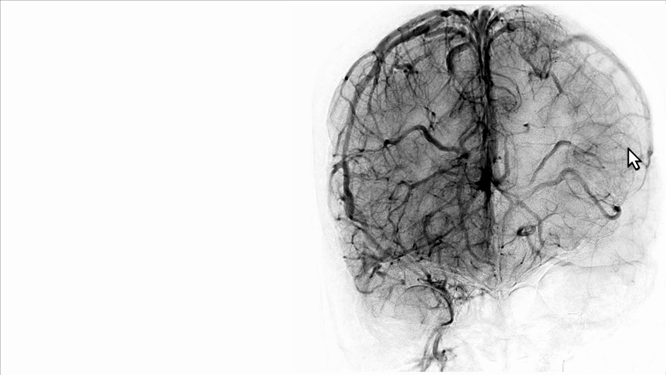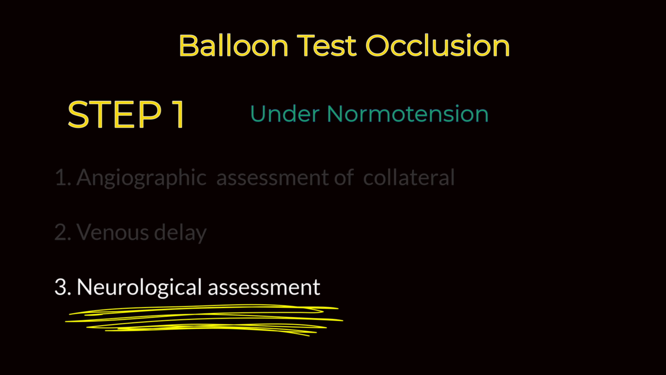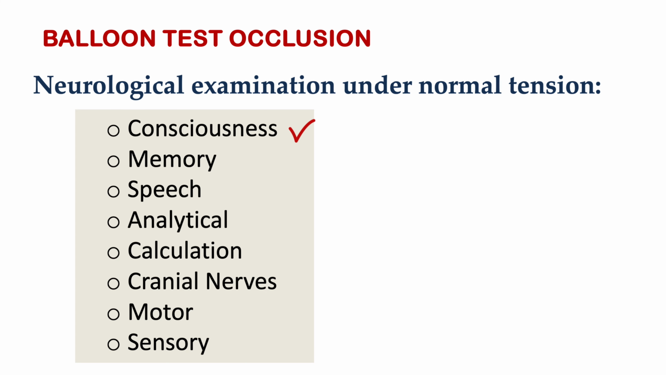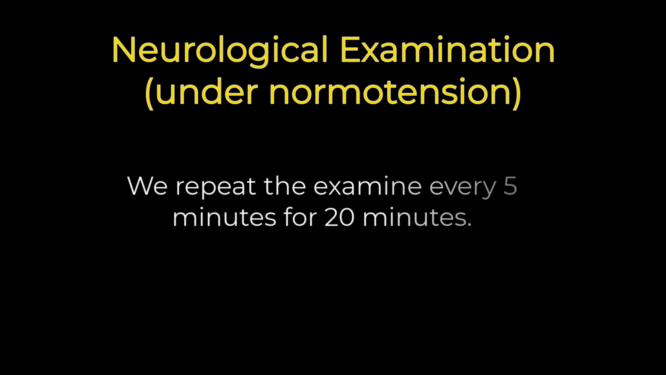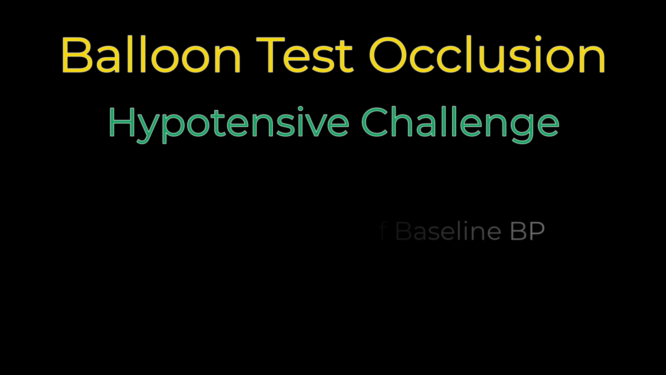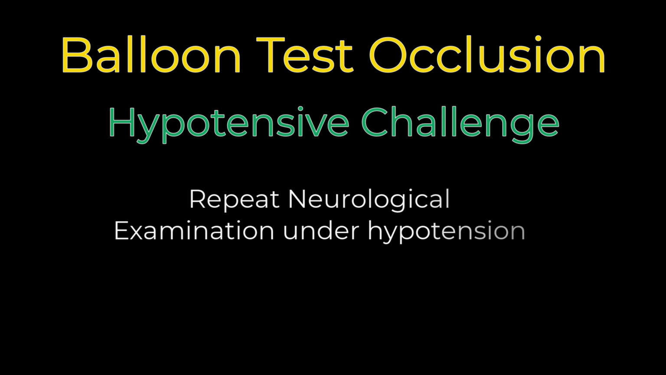After the angiographic evaluation, we perform a neurological examination of the patient while the balloon is still inflated at the left petrous ICA. We assess level of consciousness, memory and speech function, calculation, cranial nerve examination and sensory motor examination. We repeat the examination every 5 minutes for 20 minutes. If the patient tolerates the balloon inflation for 20 minutes and there is no clinical deterioration, then we reduce the blood pressure by 30% of mean arterial blood pressure and we repeat the neurological examination.